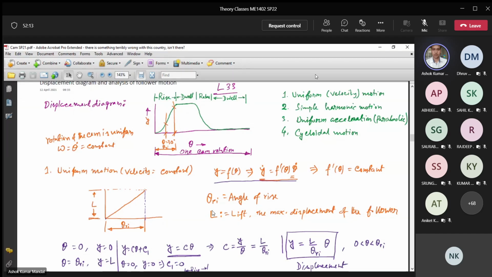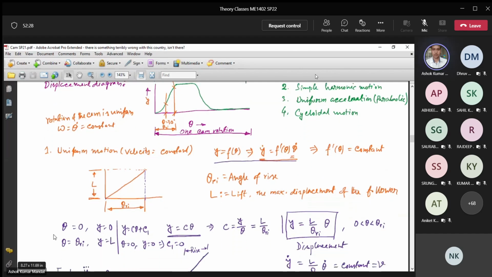This maximum rise is called lift, L, and the angular rotation of the cam during this rise is generally designated by theta Ri. When theta equals 0, the follower was at 0. When theta equals theta Ri, that means the maximum rotation of the cam at the end of rise, what is the displacement? y equals L. So if we put the condition that when theta equals 0, y equals 0, this is 0, this is 0 and this is 0. So you will get C1 equals 0.